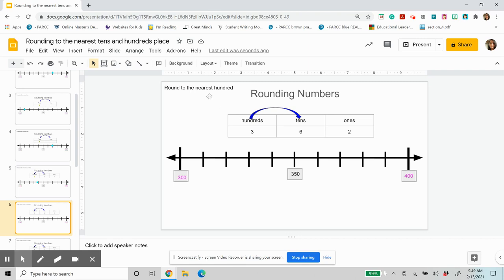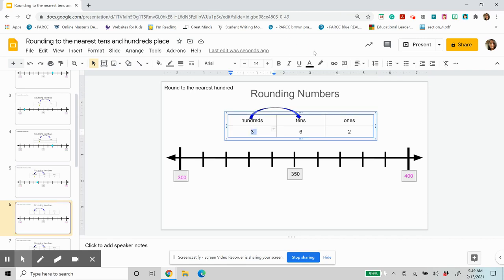Okay, let's look here. Round to the nearest 100. So we have 3 hundreds, 6 tens, and 2 ones. 362. We want to know if 362 is closer to which 100s are we talking about? So let's look at this number. That's going to tell us the first number. There's 300, so it's either 300. What comes after 300? 400, right?